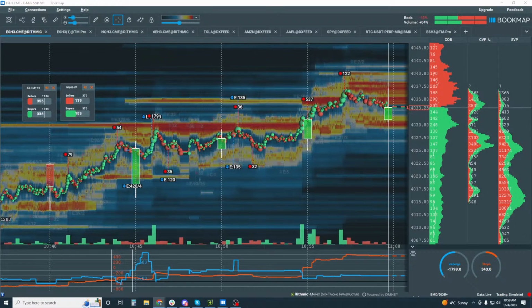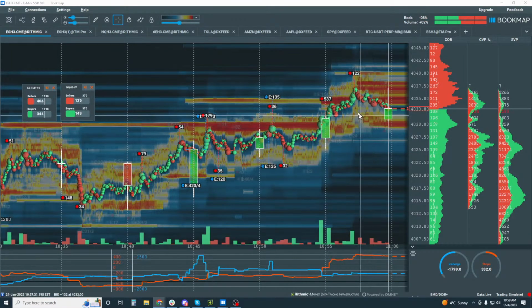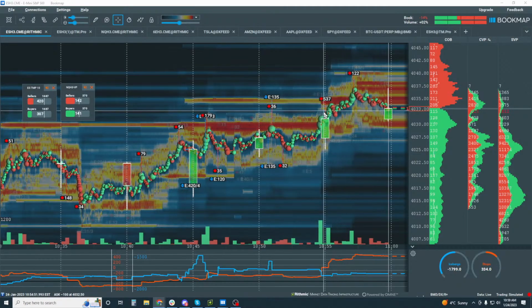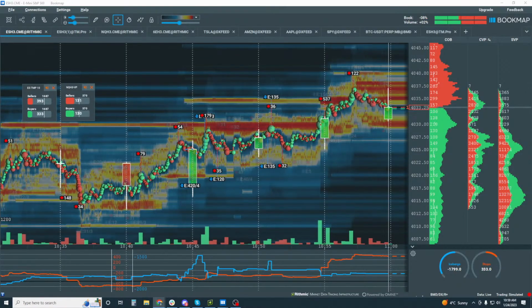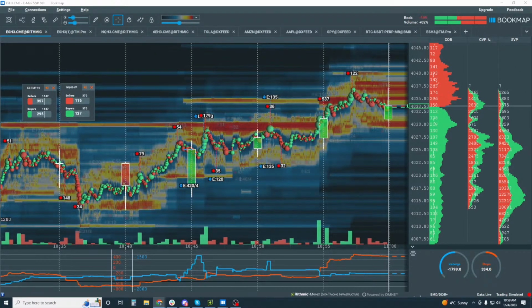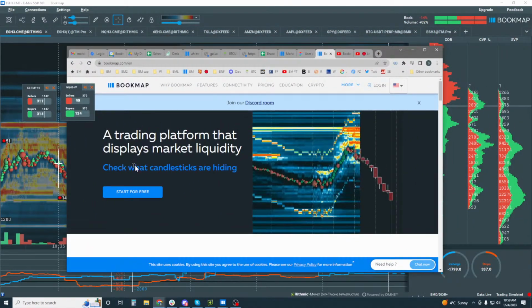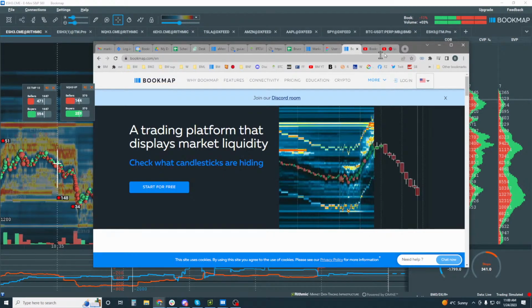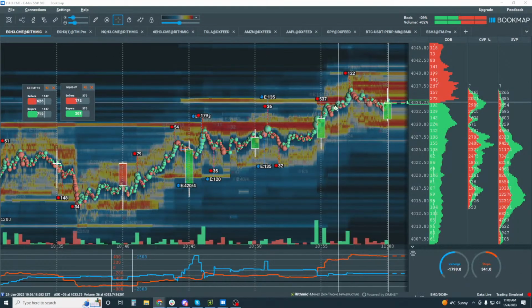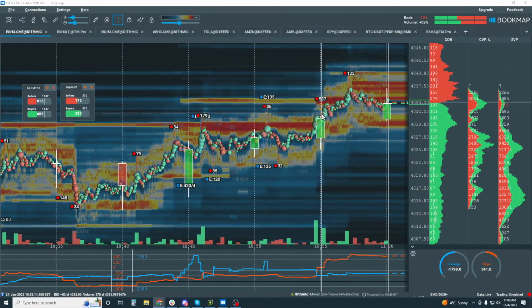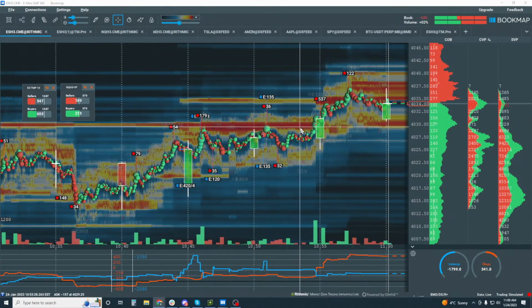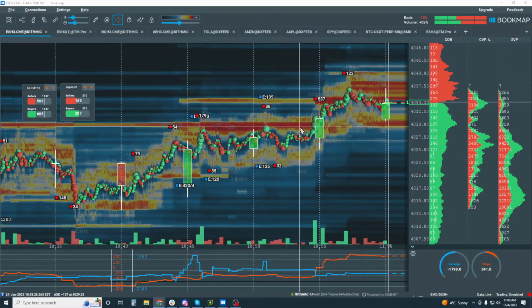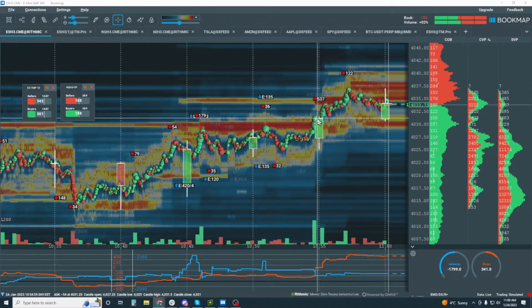So understanding the candlesticks in here, and then it's really the order flow. I mean, it sounds kind of cheesy to say, but I'm gonna say it. It's right on our home page here: check what candlesticks are hiding. It's true though. Here's what's going on within the candles, and that's what makes these candlestick patterns happen. It's not because it's a candlestick pattern.